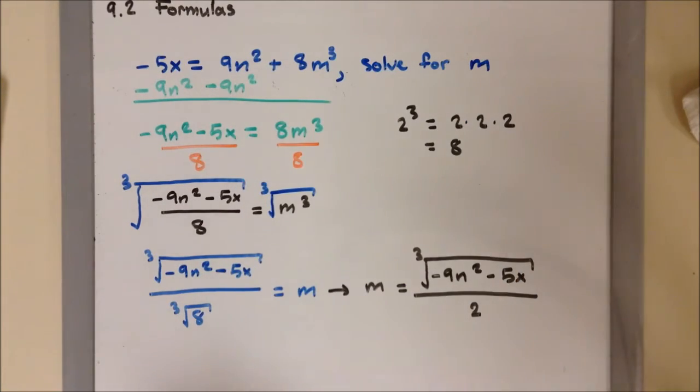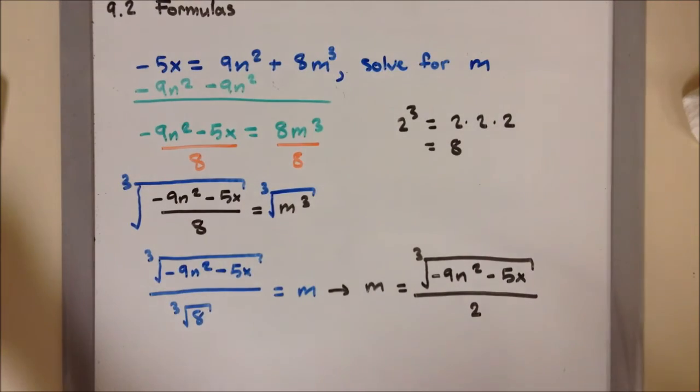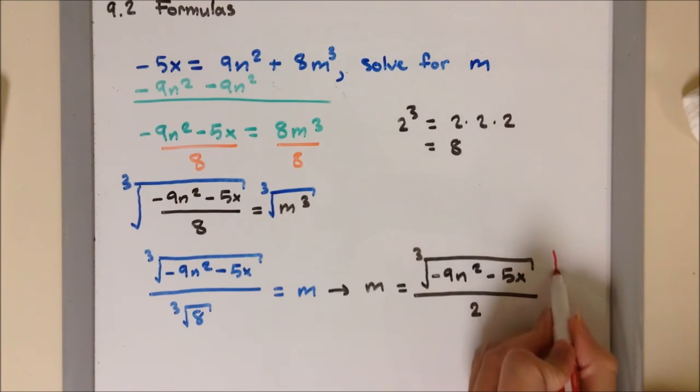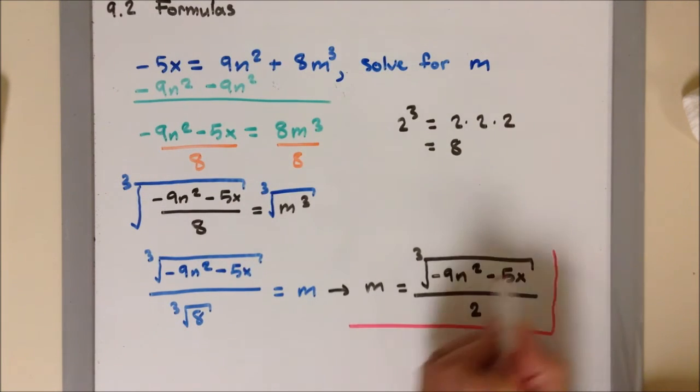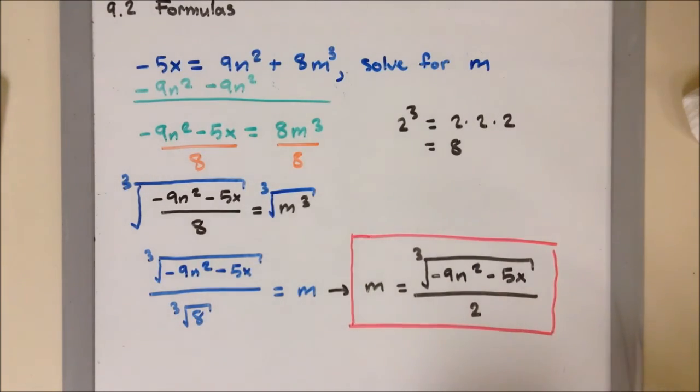Now, the difference between this example and the last one is that when you're doing the cube root or odd root, you don't need the plus and minus. In the last example, since we were doing square root, you do need the plus and minus. Here, since we're doing the cube root, you don't need it. So, this will be my final answer. M equals the cube root of negative 9n squared minus 5x over 2.